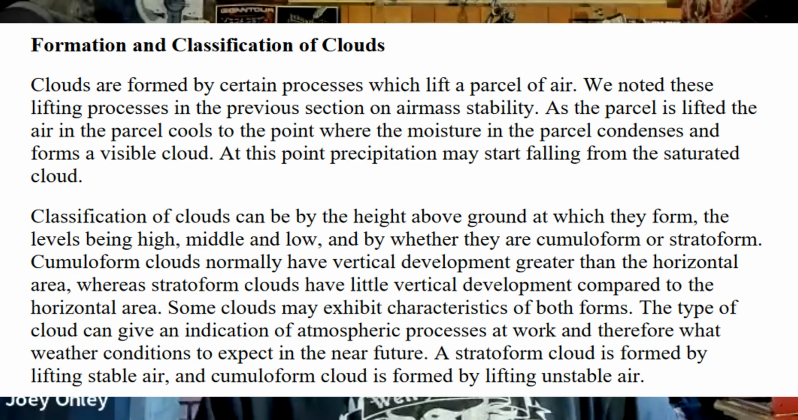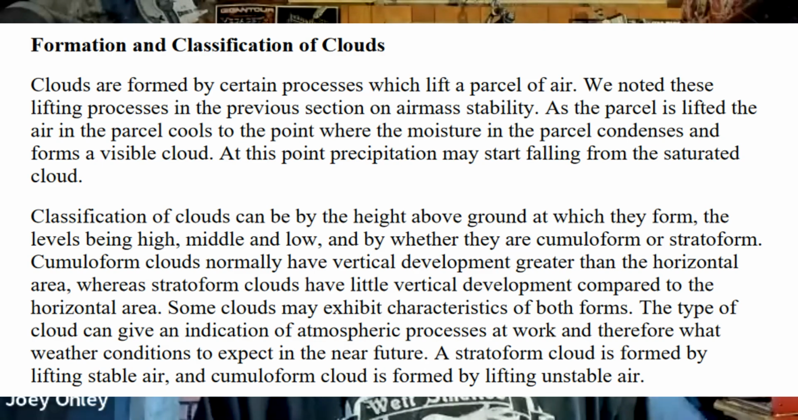As the parcel is lifted in the air, the air in the parcel cools to the point where the moisture in the parcel condenses and forms a visible cloud. At this point, precipitation may start falling from the saturated cloud. Classification of clouds can be by the height above ground at which they form, the cloud levels being high clouds, middle clouds, low clouds, and by whether they form as cumuliform or stratiform.